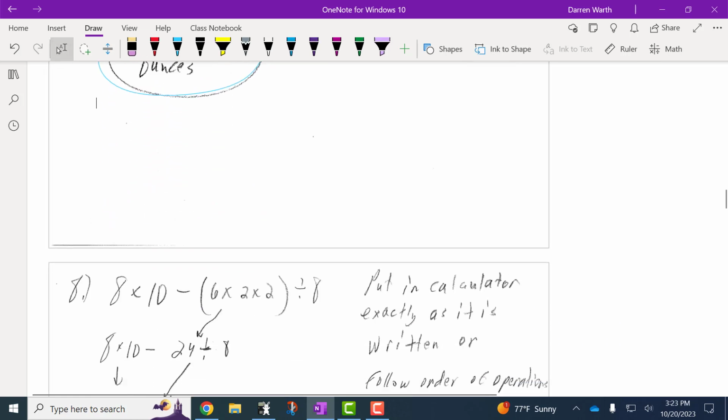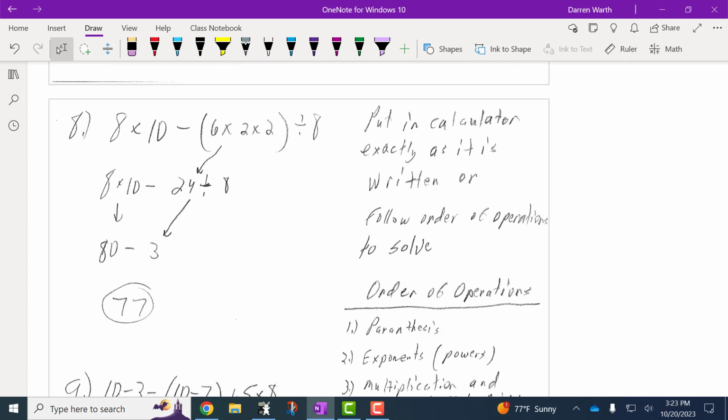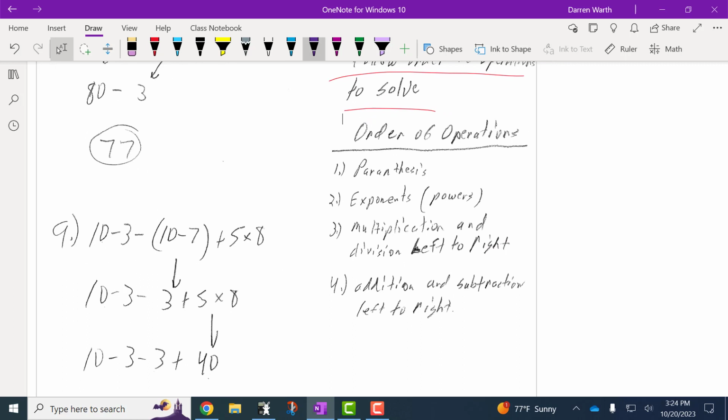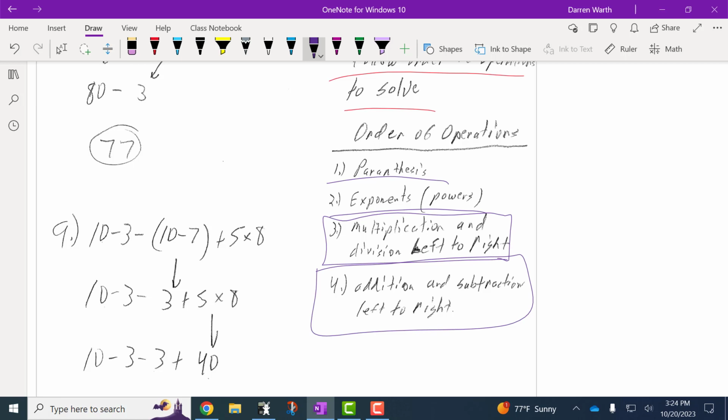Okay, now on number 8, you're going to notice there are 2 ways to do this. You can put it in your calculator exactly as it is written, or follow your order of operations to solve. So remember, your order of operations says the following. Whenever we're solving anything, we've got to do what's inside of the parentheses. Then we've got to do exponents and powers. Then multiplication and division from left to right. And then addition and subtraction from left to right. So that's your order of operations.